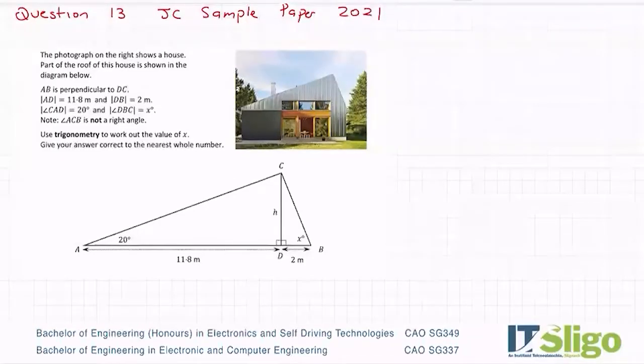Question 13 is the trig question. The photograph on the right shows a house. Part of the roof of this house is shown in the diagram below. AB is perpendicular to DC.